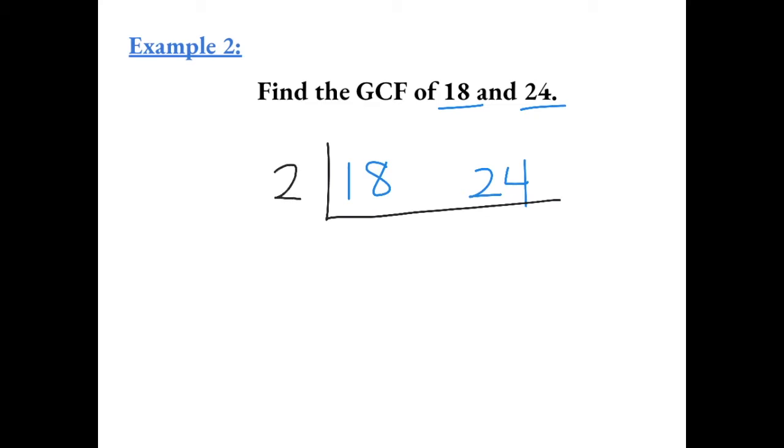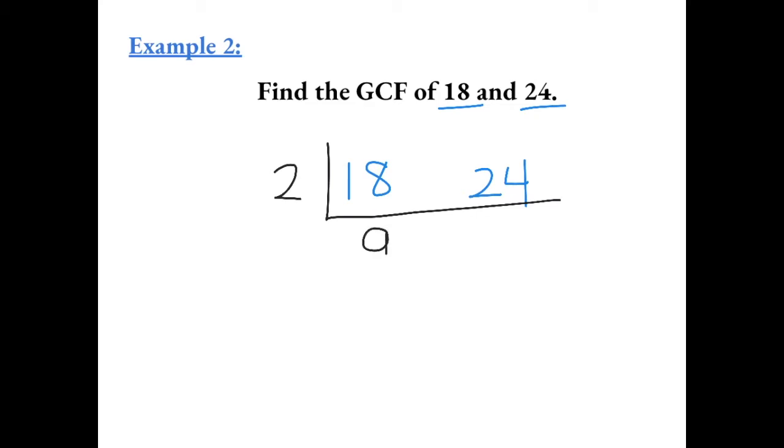Example 2. Find the greatest common factor of 18 and 24. One way we can do this is using the ladder method. For the ladder method, we write both numbers side by side and we create an L around them. Now we're first going to divide both numbers by the smallest prime number that goes into both of them. The smallest prime number that goes into both of these is 2. So now we're going to divide.